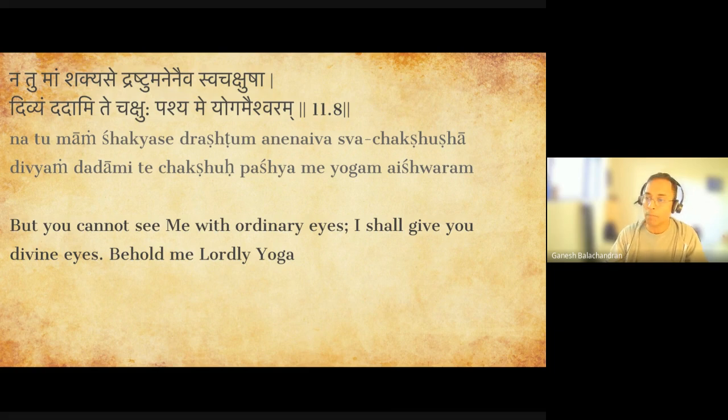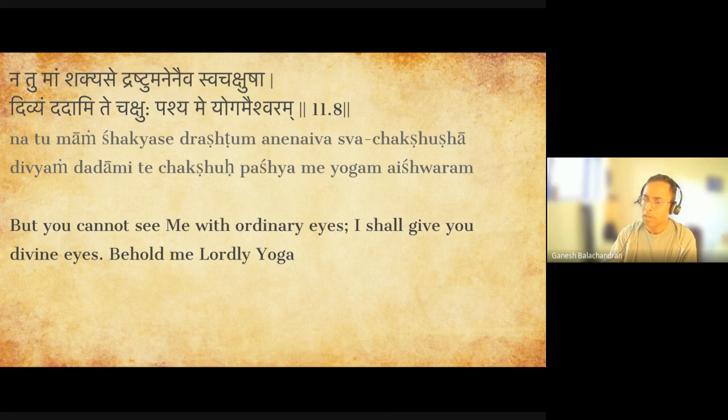Behold my lordly yoga. So Krishna introduces two types of chakshuhu. One is laukika chakshuhu, another is divya chakshuhu. Krishna tells, laukika means worldly eyes. You just look at things that you like. Another is divine eyes, more refined vision, which is intellect. Krishna tells Arjuna, you cannot see Ishvara Darshanam with the help of mere physical eyes, because anenaiva swachakshusha means laukika chakshu, worldly eyes.